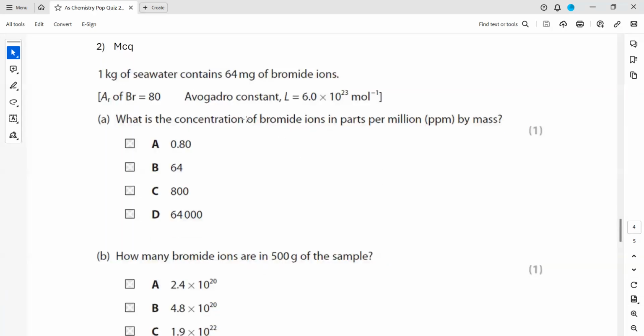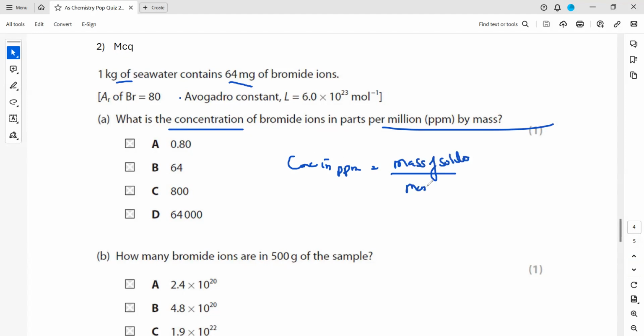In question 2, a multiple choice question, 1 kilogram of seawater contained 64 milligram of bromide ion. What is the concentration in ppm? So we should have the same unit, because here we don't have the same unit. If you need the concentration in parts per million, concentration in ppm is the mass of solute divided by the mass of the solvent into 1 million. But this is given in milligram, so it will be 64 milligram. We divide by 1000, so 64 times 10 power minus 3 gram.